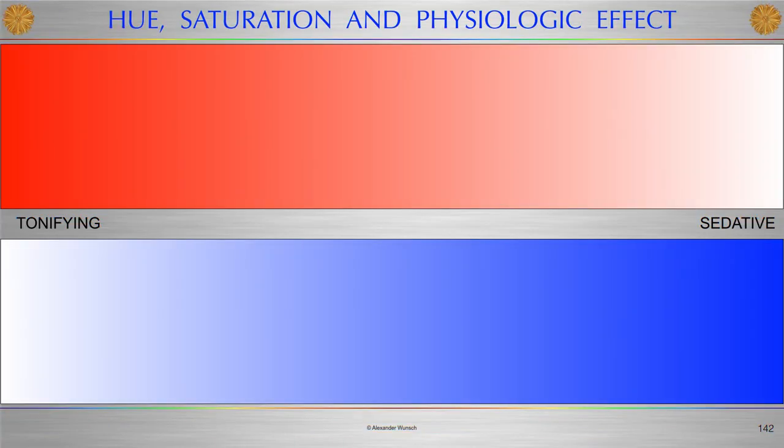The spectrochrome colors are highly saturated. So it's not enough to say red is stimulating. The saturated red is tonifying, but red with a low saturation is sedative, and for the blue, the same is true. The night blue is sedative, and the sky blue color during the middle of the day is tonifying. So one and the same color, depending on the saturation, can have opposite effects.